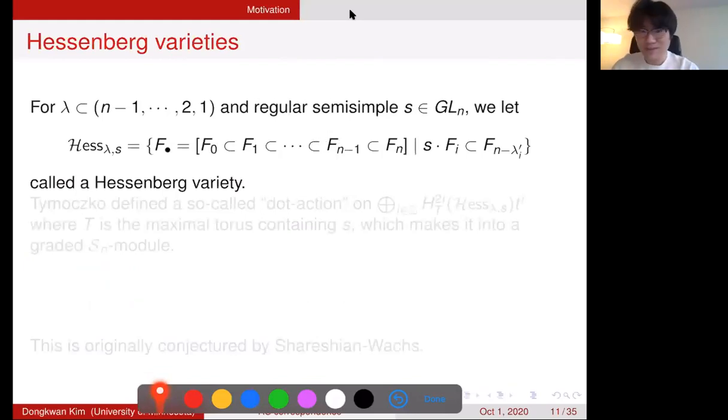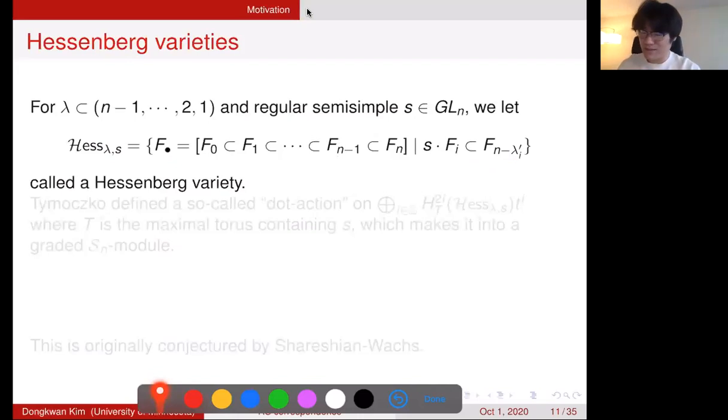Now let's go to Hessenberg varieties, which is a little outside of algebraic combinatorics, but it's closely related to the Stanley-Stembridge conjecture. So for this partition and the regular semi-simple element, you may consider a diagonal matrix with different eigenvalues. Then we define the Hessenberg variety corresponding to lambda and S to be the set of flags where, if you map Fi under S, then you will get this quantity, this is contained in a subspace of this one.